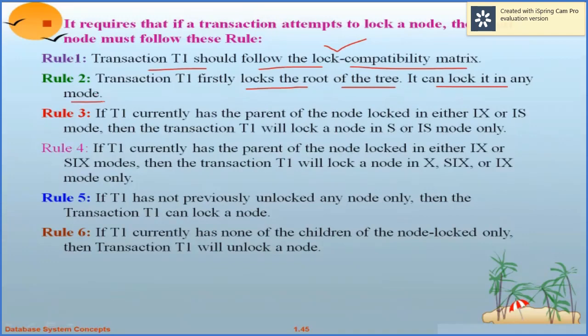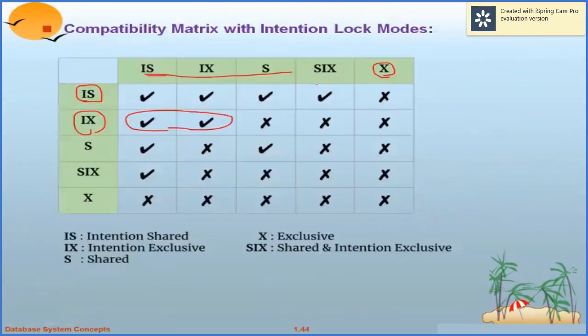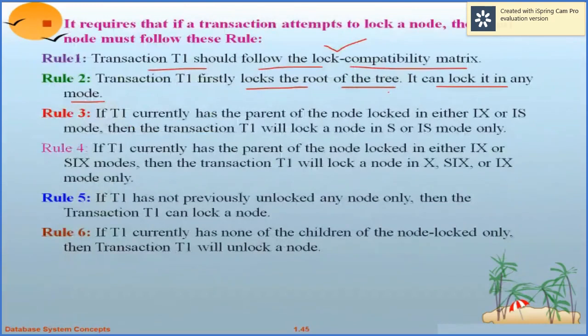Once it locks the root of the tree, for example if the DB is directly locked, then obviously when the parent is locked, the children can be locked, right? So that's what it says. Firstly locks the root of the tree, then it can lock it in any of the modes. And then, if T1 currently has the parent of the node locked in either intention exclusive or intention shared mode, then the transaction will lock the node in either shared or intention shared mode only. You need not bother about this complete sentence, just keep the concept very simple in mind.